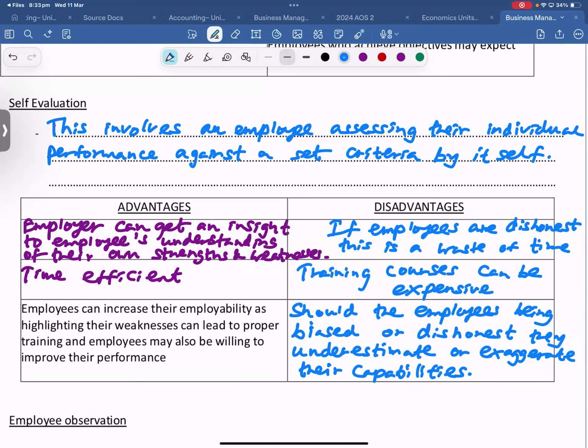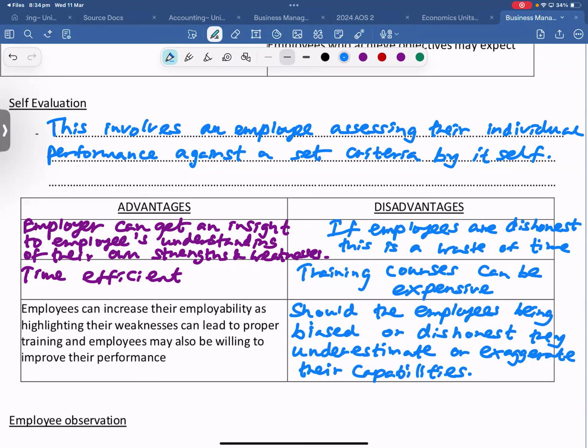Then disadvantages: if the employees are dishonest, then this is going to be a waste of time, and every evaluated point would have a big change. Then if it goes through training courses, as we said here, they can be expensive. And on the other hand, if the employee is dishonest, the capabilities and weaknesses can be either exaggerated or underestimated. So basically, those are the cons of this one. Right.